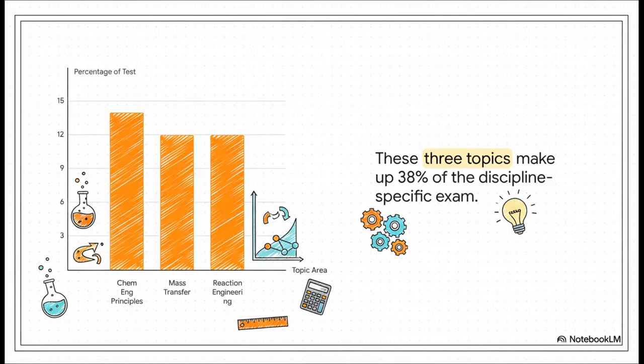And just look at this breakdown. This right here is the heart of our strategy. Just 3 topics: chemical engineering principles, mass transfer, and reaction engineering. Together, they make up a massive 38% of your discipline-specific exam. That's almost 40%. If you can get really good at these 3, you are well on your way to passing.